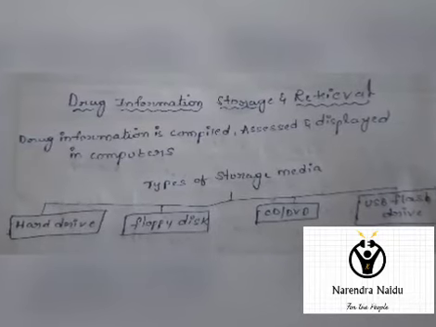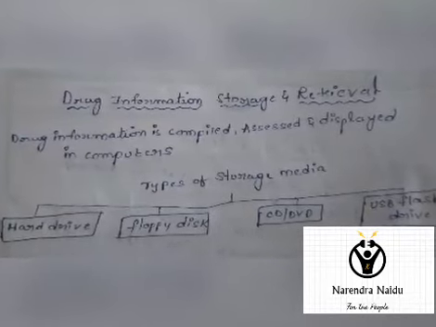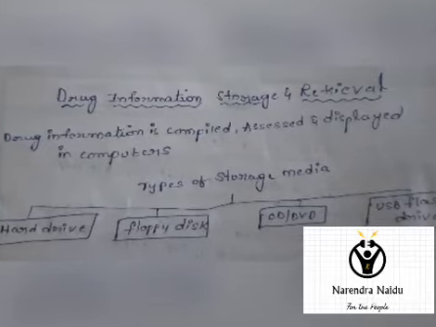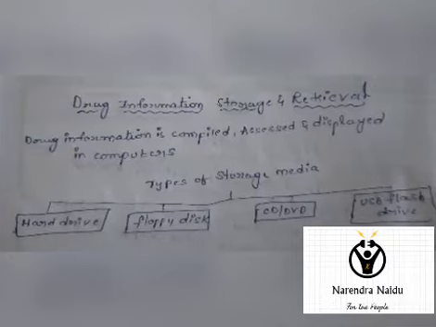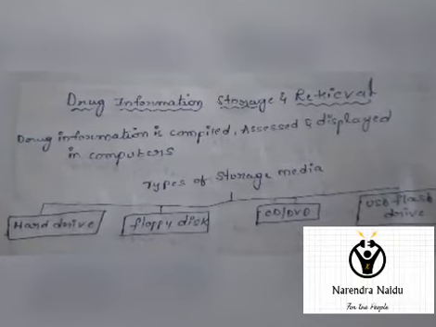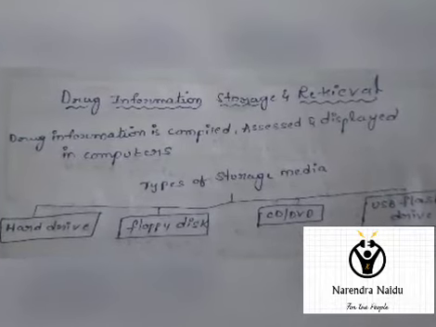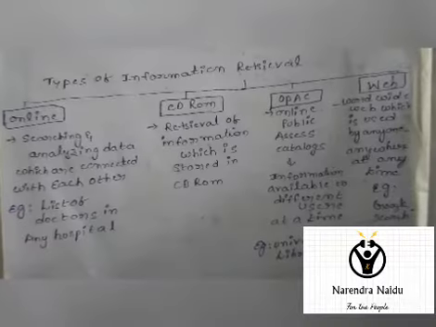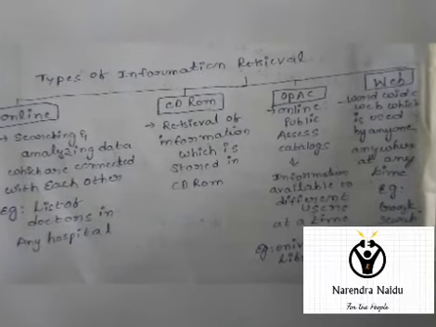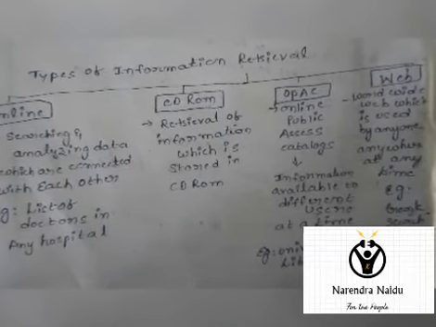The types of storage media are: the hard drive, which is found inside the computer and is used for storing the programs; the floppy disk, a portable storage medium that can be used for storing data; CD and DVD, which you know very well; and the USB flash drive, which is nothing but a pen drive, for storing information.